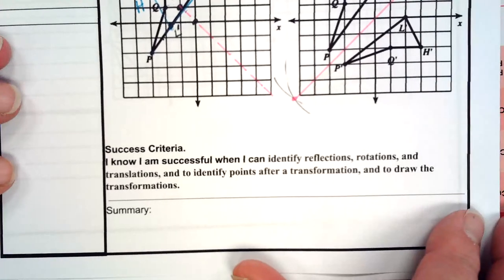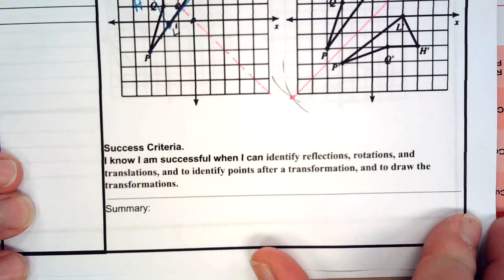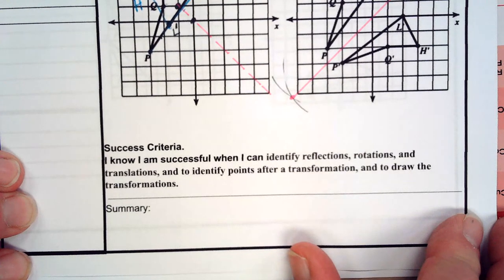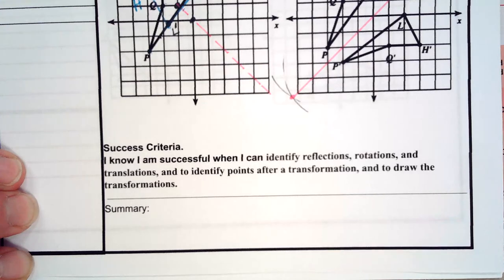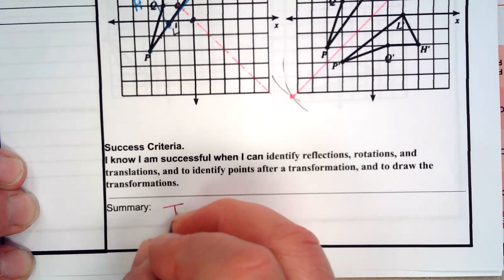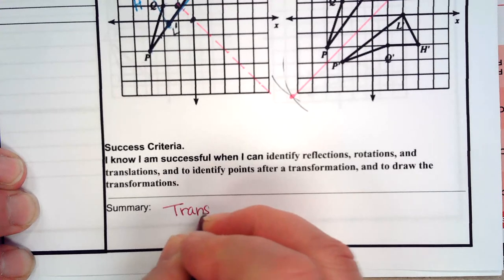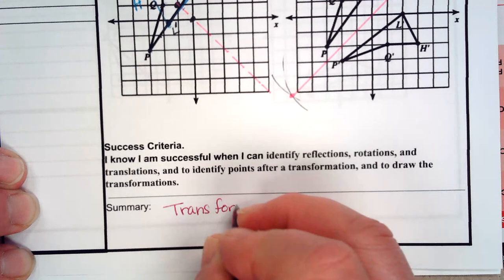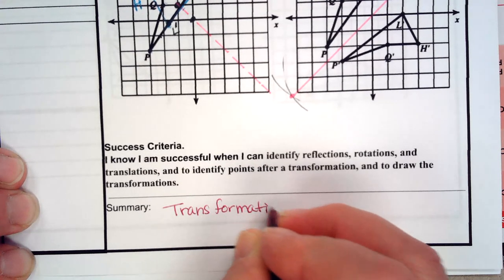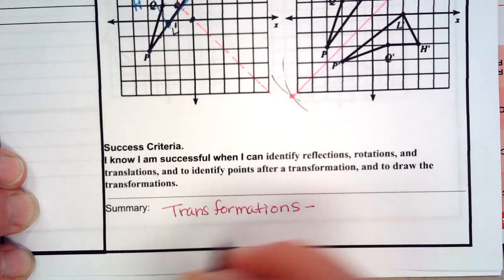You know you're successful when you can identify reflections, rotations, and translations, identify points after a transformation, and draw the transformations. So this is mainly about transformations. Specifically, reflections.